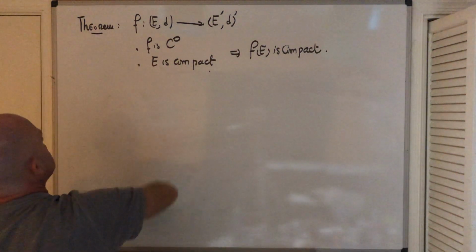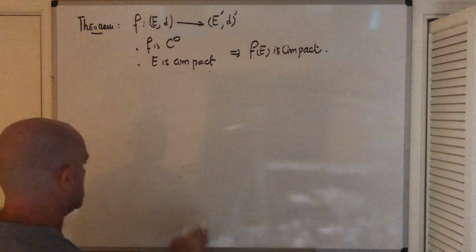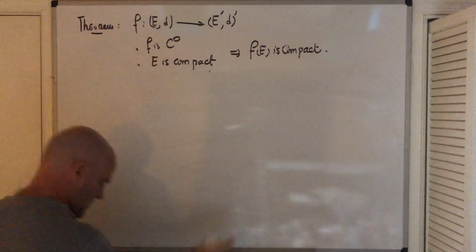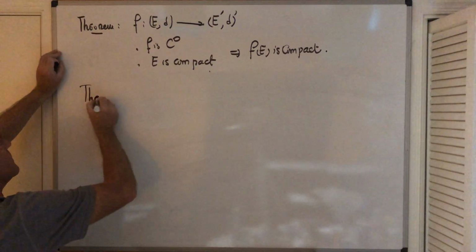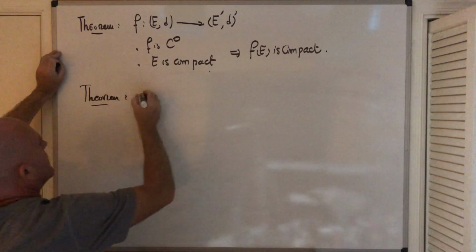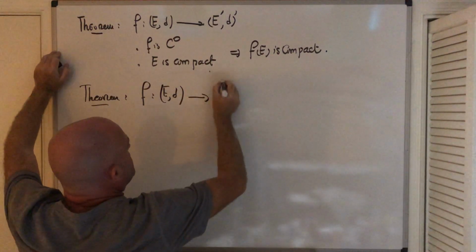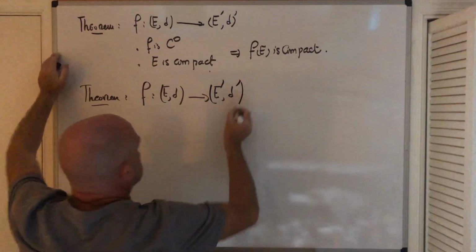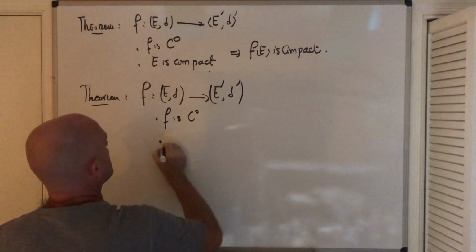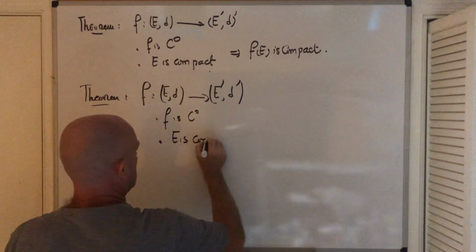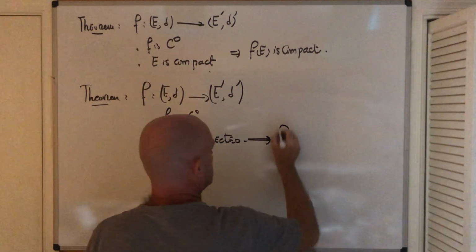All right. So now, the next theorem, which I want to show and which I stated, is about a connected set. Theorem: f goes from (E, d) to (E', d'), so it's pretty much the same setting as above. If f is continuous and E is connected, then f of E is connected.